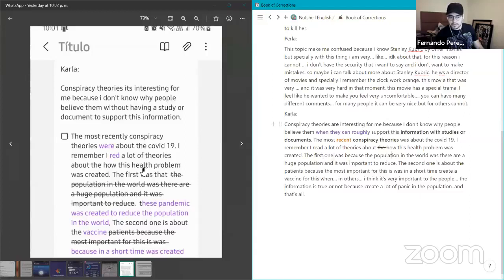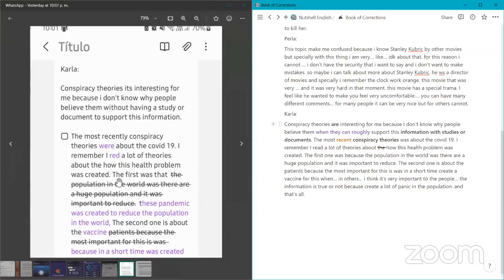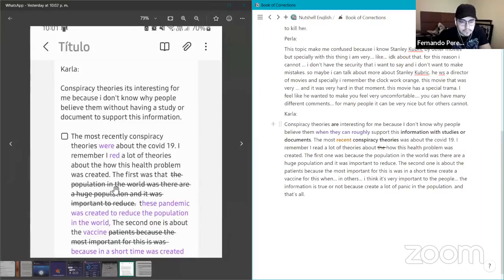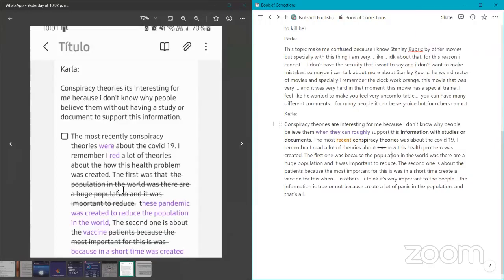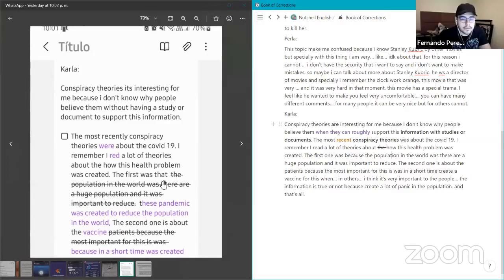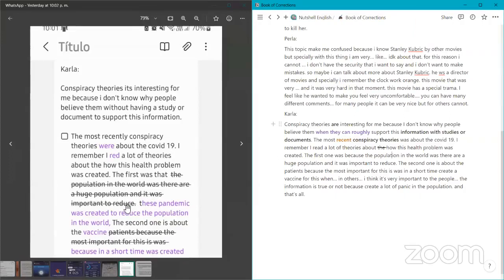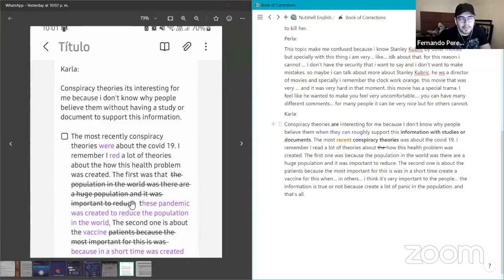The first one, you made a correction over here. Why did you cross this one here, Carlita? Because the sentence does not have a good structure. I didn't understand when I read. Ah, the first one was there. Our huge population, and it was important to this. So you don't remember what you tried to say?